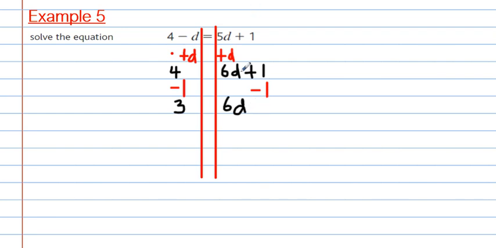Now I'm going to divide by the coefficient of D, which is 6. Divide by 6. I tidy up. 6 divided by 6 is 1, so I have D left. 1D, which is D. And then 3 over 6. And your D will be half if you simplify.